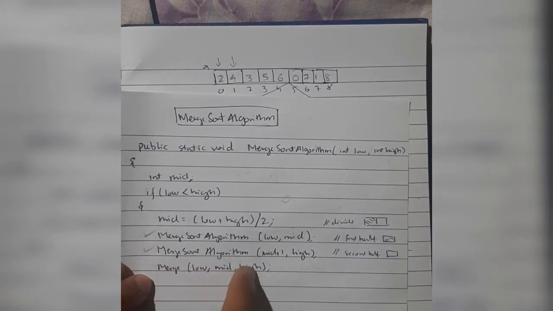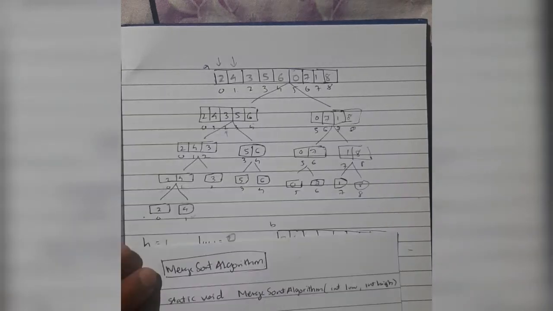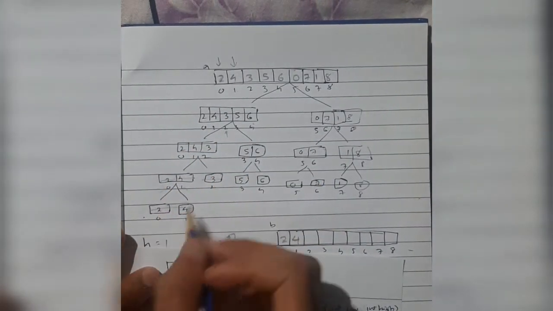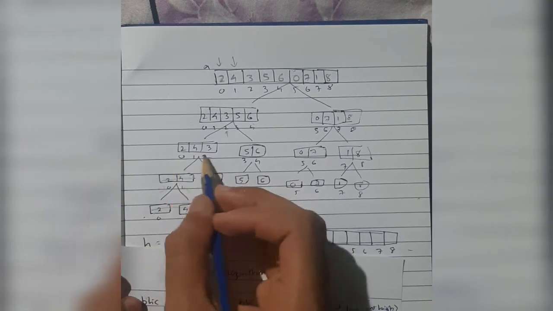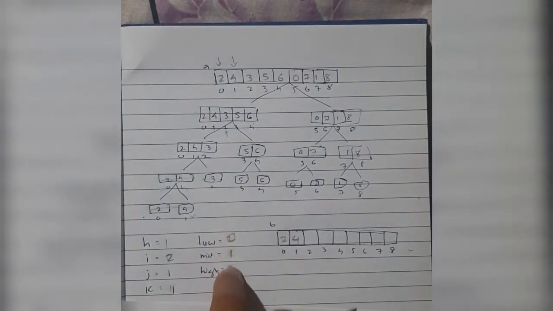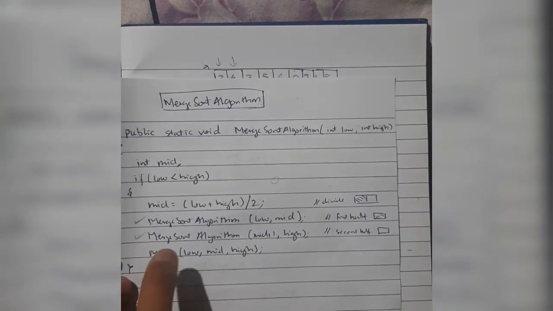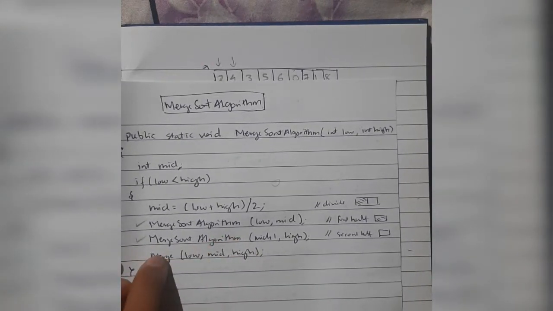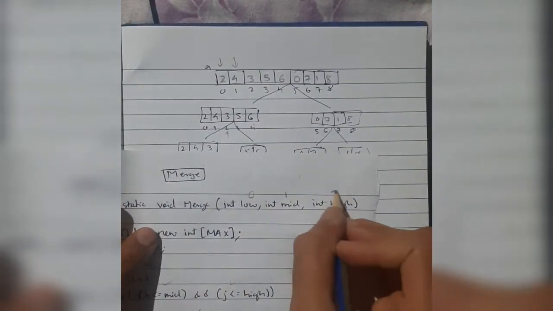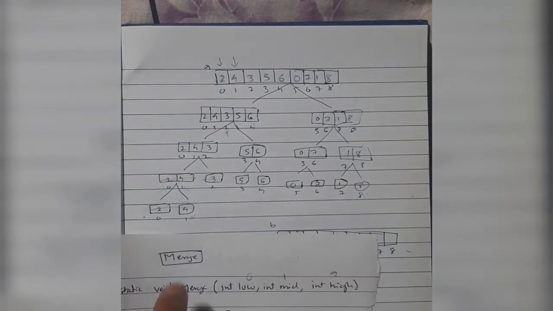Merge low, mid and high. What is the value of low, mid and high under this array? Now we are under this array, we are done with this one and this one. In this array we are passing 0, 1 and 2, so the low, mid and high values are 0, 1, 2. We'll be calling the merge function now with low, mid and high. The values we have passed are 0, 1 and 2, right? These are the three values we have passed for the merge function.